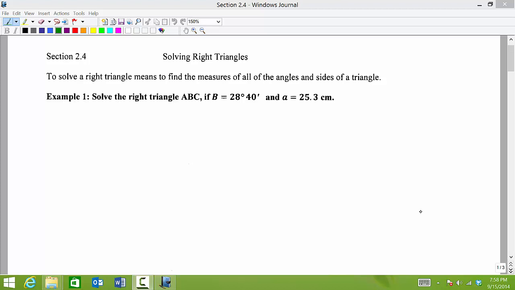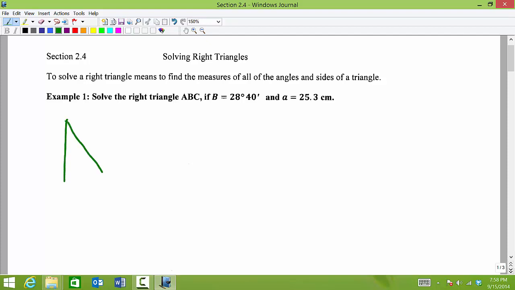Solving a right triangle means that we would like to find the measures of all of the angles and all of the sides of a given triangle. We'll start out by drawing a picture of our triangle. So we're asked to solve the right triangle ABC if B equals 28 degrees and 40 minutes and A is 25.3 centimeters.